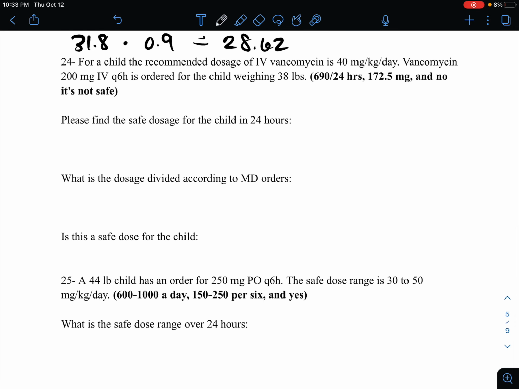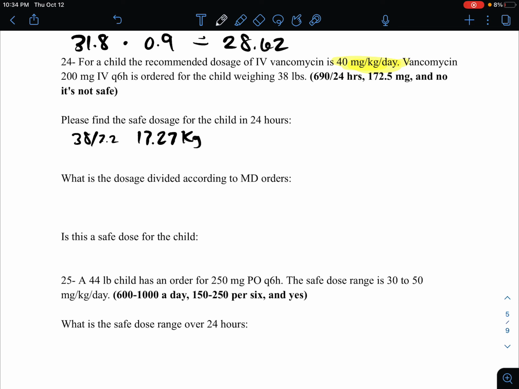Okay, now we're going into another question. For the child, a recommended dosage of that medication is 40 milligrams a kilogram a day, right? A day. You see that right there, a day. What is ordered is 200 milligrams every 6 hours for a child who weighs 38 pounds. Our goal is to find if this is a safe dosage. So if the child weighs 38 pounds, 38 divided by 2.2 is 17.27, right? So that's the child's weight in kilograms.